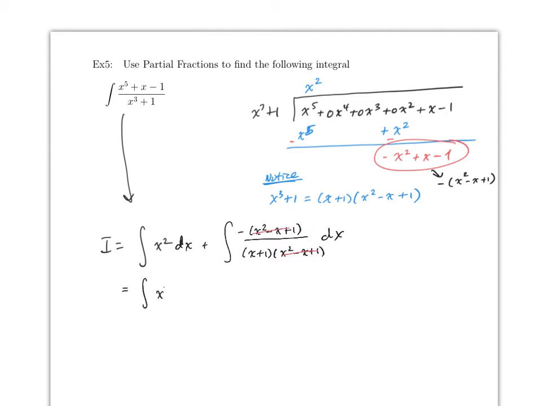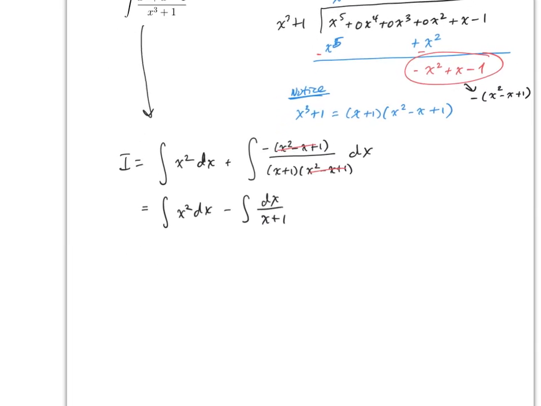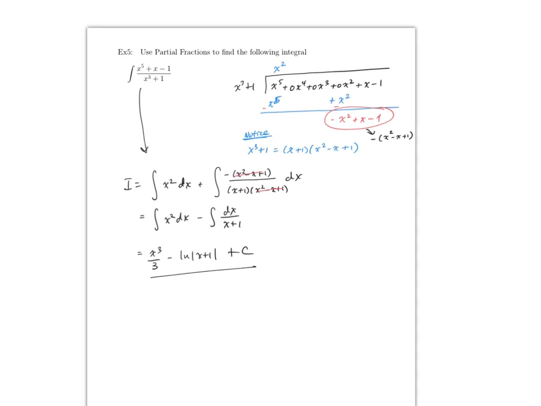So this will be x squared dx minus dx over x plus 1. And this will be very easy to integrate. This is x cubed over 3, and then minus ln of x plus 1 plus c. That's it. So again, you have to do this every time where the degree of the top is bigger than or equal to the degree of the bottom. The partial fractions will not work until you do this long division first.